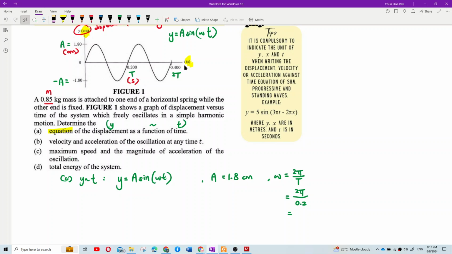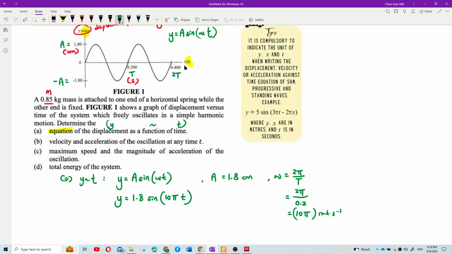You can maintain in fraction form. Maintain the pi. So, 2 divided by 0.2 is 10, right? So this is 10 pi radian per second. 10 pi. Okay. So the formula is y equal to 1.8 sine 10 pi t. So that's it, class.